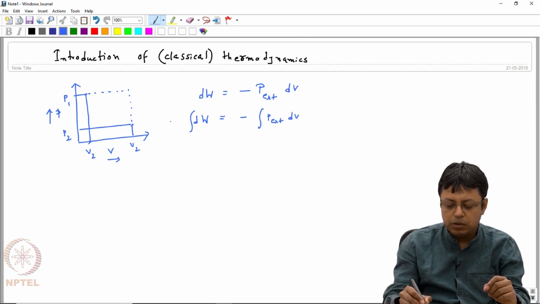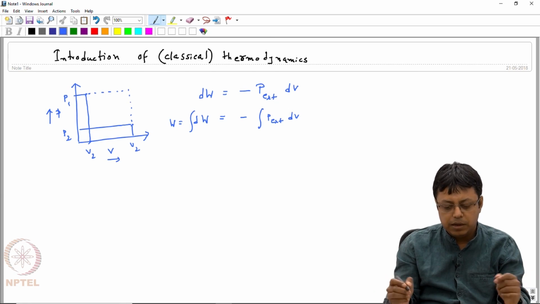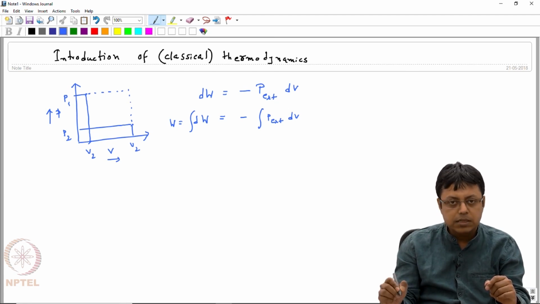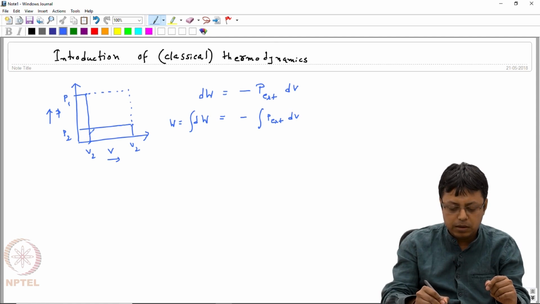So now the question is, this work done which we are describing here, if I set the external pressure to be equal to P2, then the volume change is nothing but V2 minus V1, and the work done will be just the area under this curve.